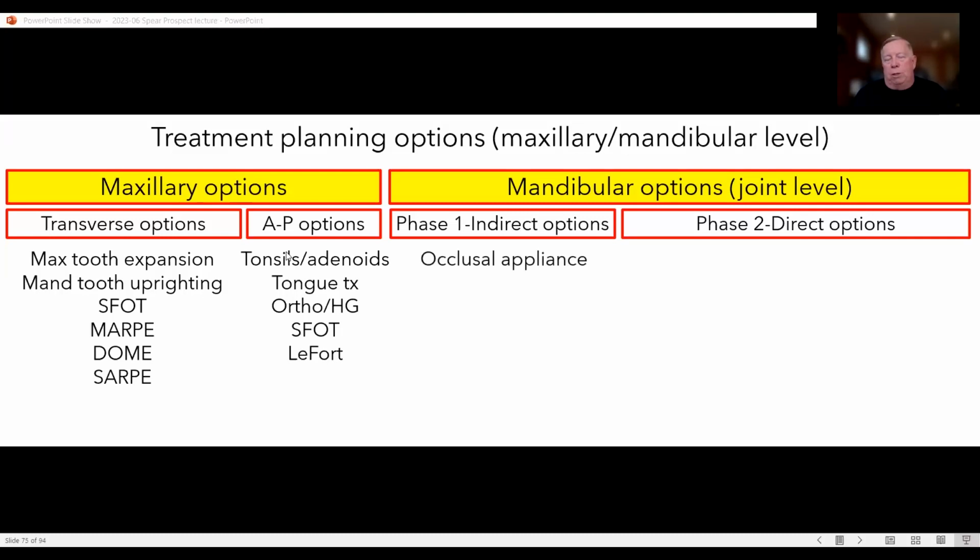The mandibular options, probably the most common, is an appliance. We can add physical therapy and chiropractic treatment to that. We can use pharmacology: muscle relaxants, anti-clenching, nerve conduction medications. We could use injection therapy: diagnostic nerve blocks, Botox, platelet-rich fibrin. So there's a number of different options out there today.